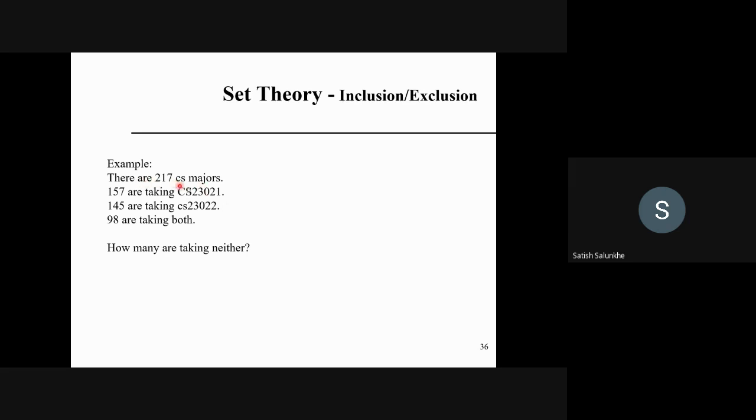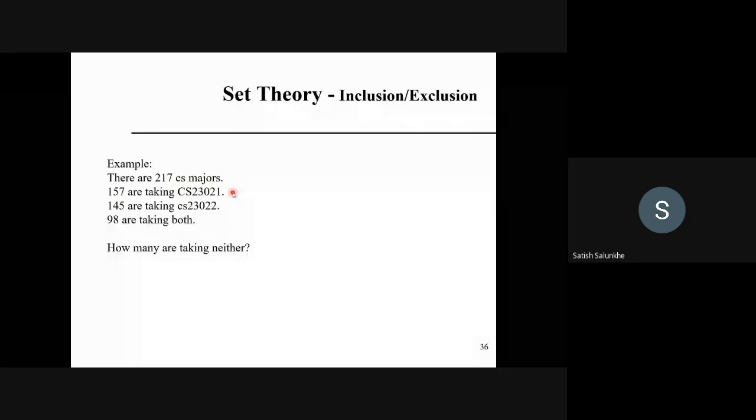There are 217 CS students. It is just like a set having this many elements. Out of that, 157 students take this course, 145 students take this course, 98 students take both, and we want to find out how many are taking neither of these. There are a total of 217. That universal set is given to you. The cardinality of the universal set is 217.